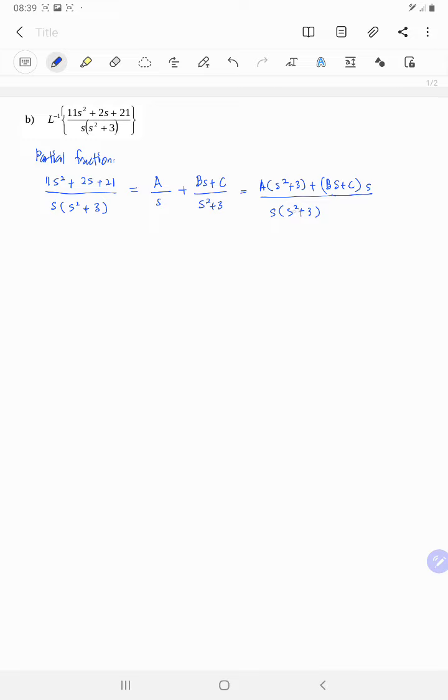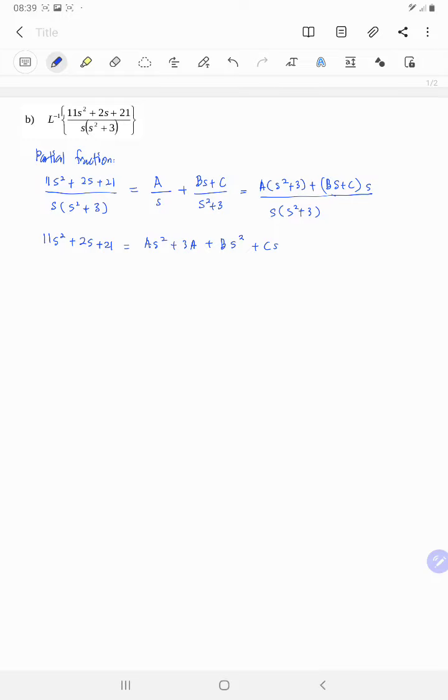Since the bottom is similar, that means the top is also the same, so you can equate. I already expanded, right? So I want to expand directly. So this is As squared, this is Bs squared, this is Cs. Is it correct? As squared plus 3A. This is Bs squared plus Cs.